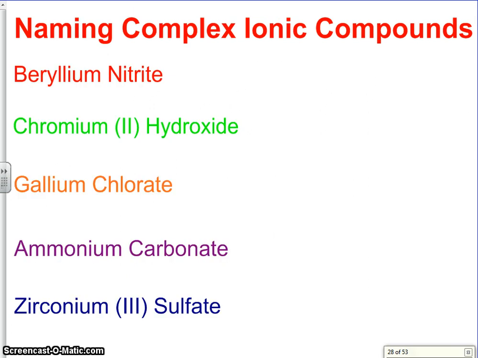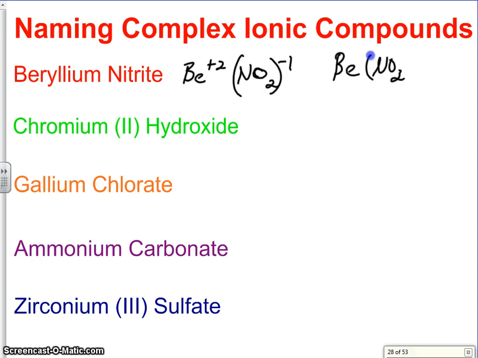Okay, so let's try some of these. Beryllium nitrite. Beryllium is Be plus 2. Nitrite is NO2, negative 1. Cross and swap. Make sure you have your polyatomic ion in parentheses so you see it. Cross and swap. We get Be(NO2)2.